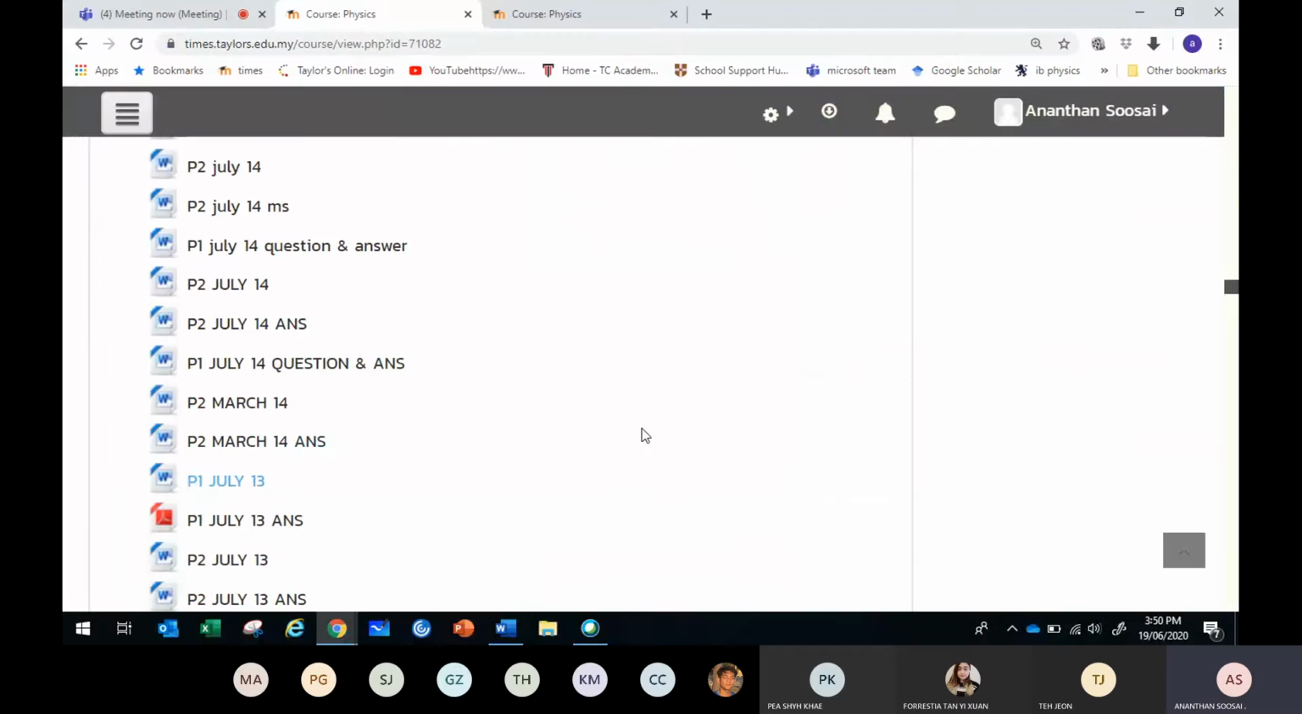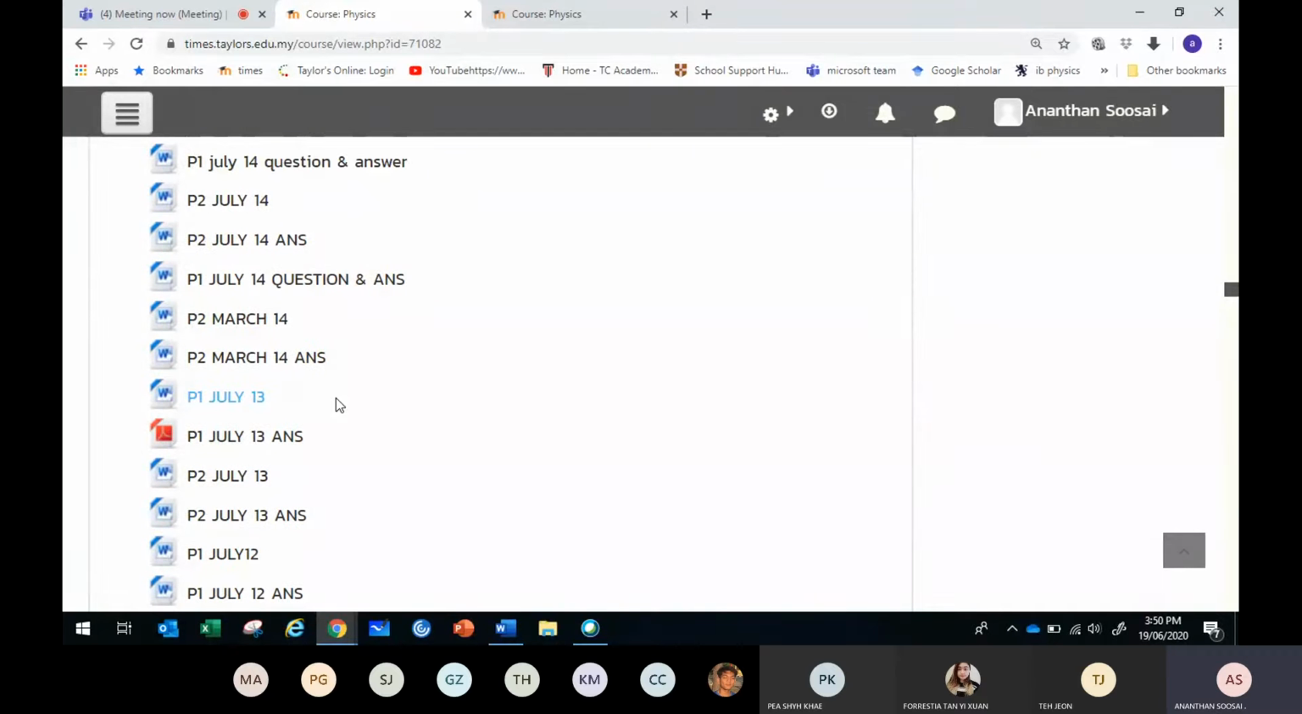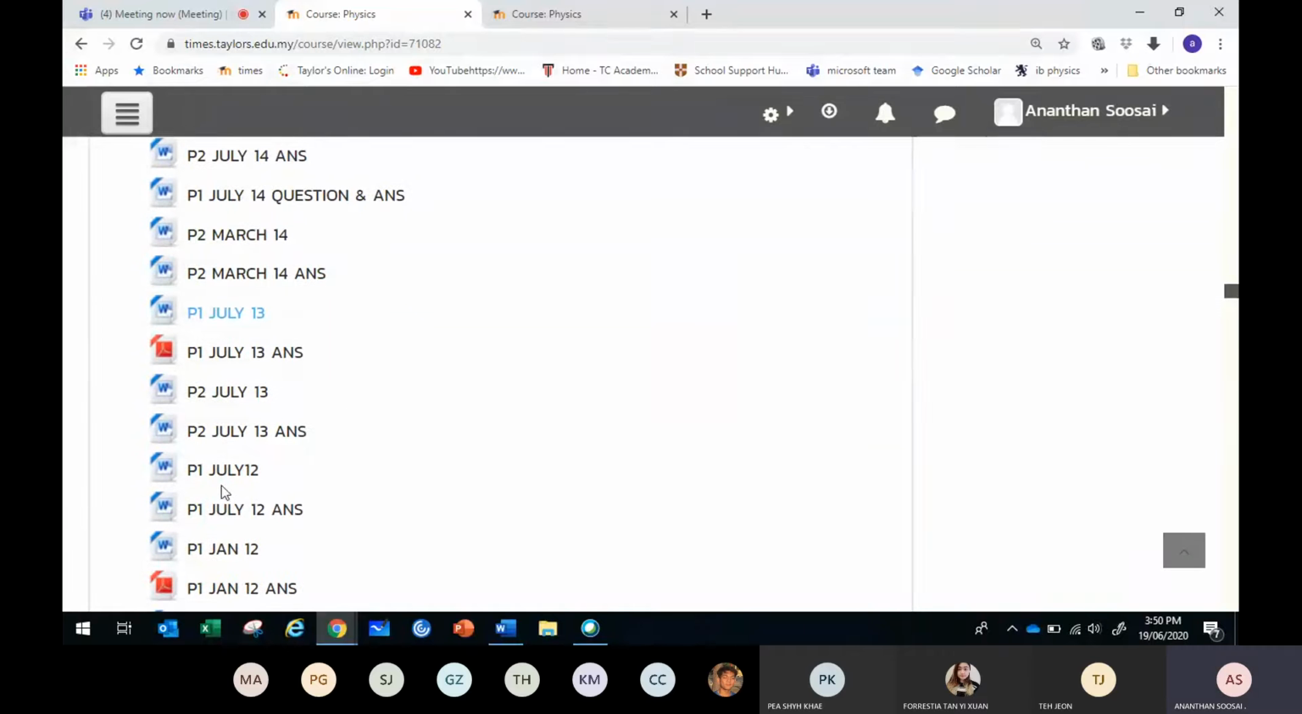Okay, so paper 1 July 13, I asked you to do, we discussed just now. Another paper I asked you to do, I think paper 2 March 14. Paper 2, do you have any problem? Normally even seniors, paper 2, the mark scheme should be quite well explained to you. So let's redo paper 1 again, July 12th.